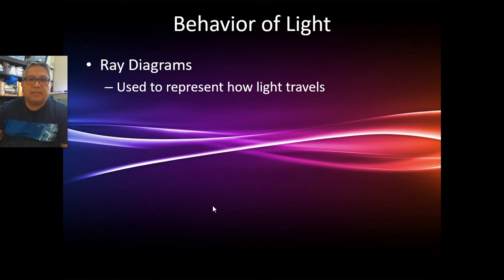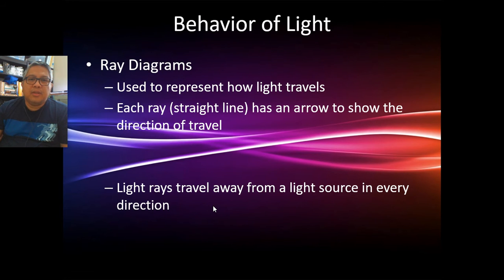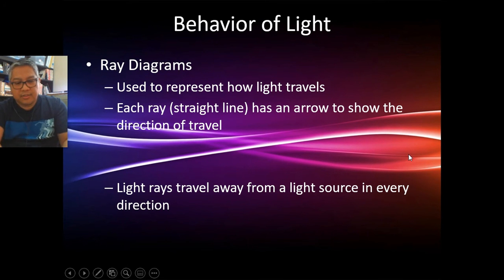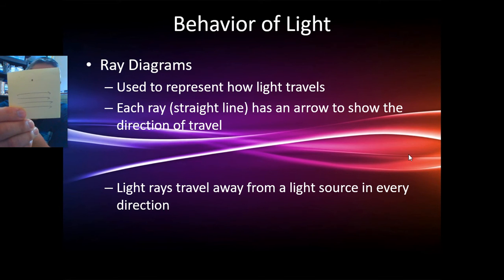Behavior of light. A ray diagram is used to represent how light travels. Each straight line has an arrow to show the direction of travel. So I'll just quickly show you. Like this, that can be a ray diagram. That's the light going through a certain area, going straight, and it has an arrow to show the direction of travel.